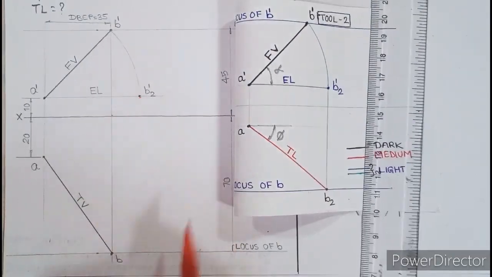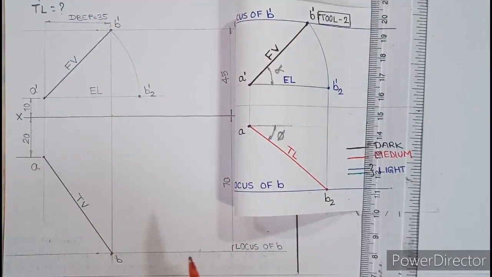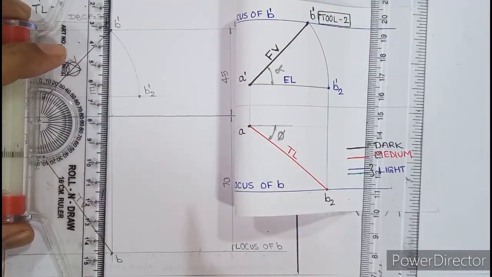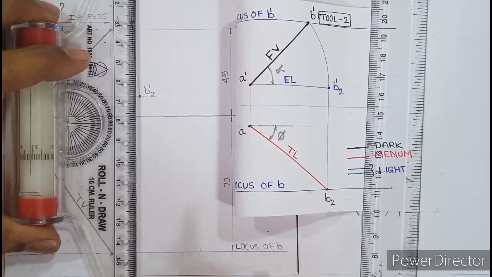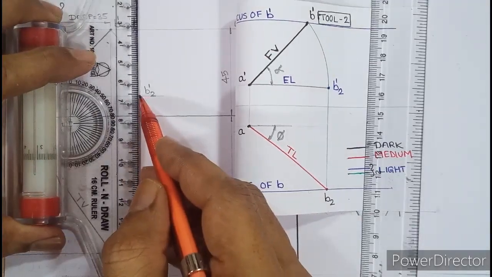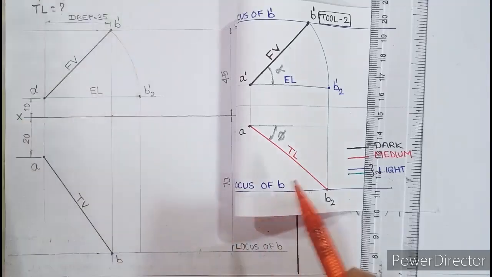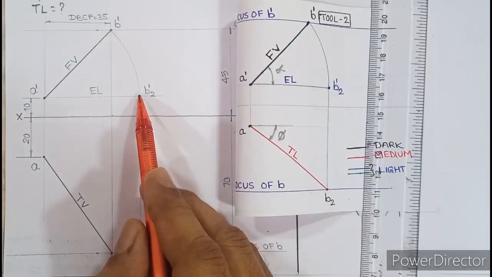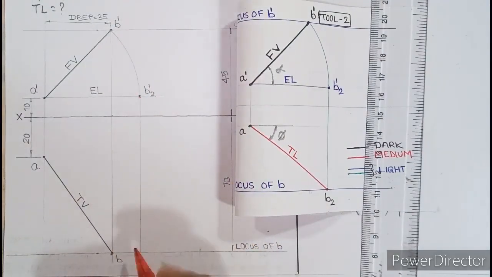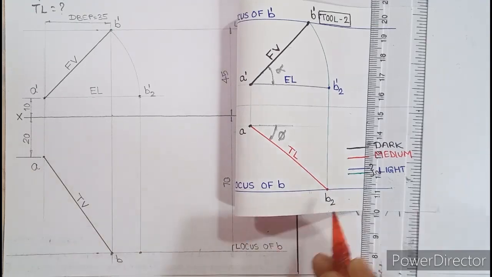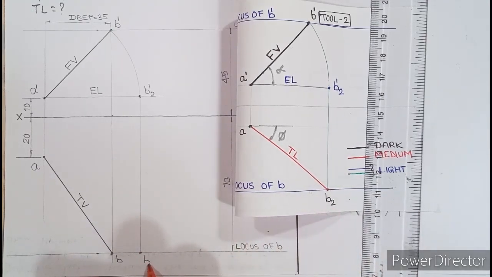So B2 dash is here and the locus of B is down. I'll align the roller scale with this, roll it and draw a light line. Even this line should be light. Wherever this B2 dash cuts the locus of B, this point as per the tool is B2. So we should name this as B2.